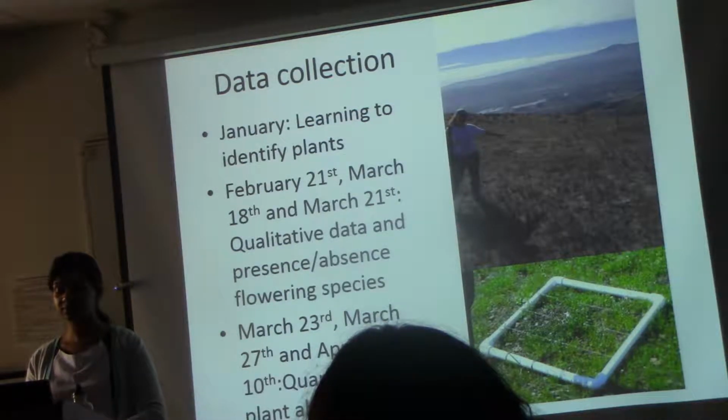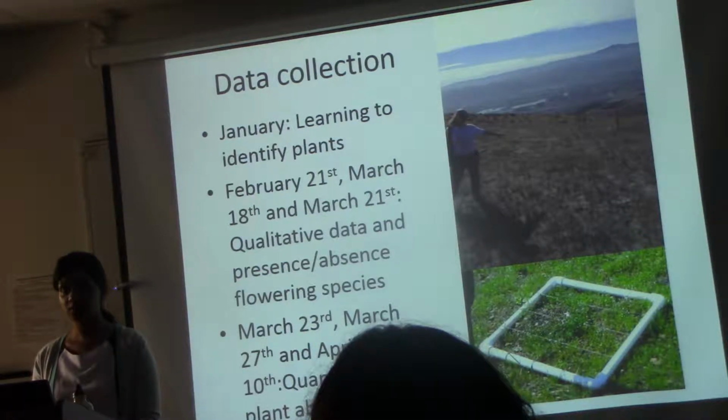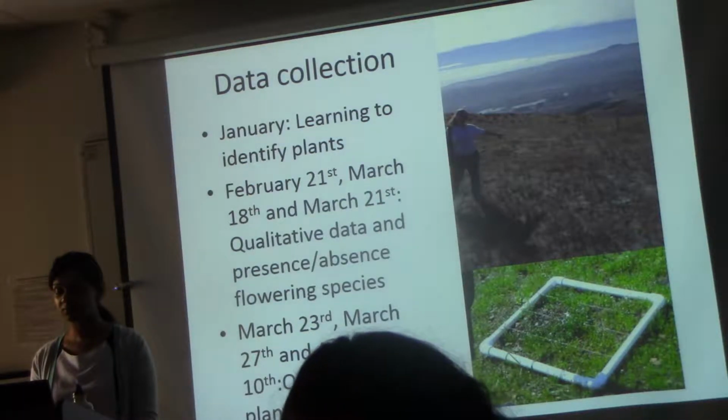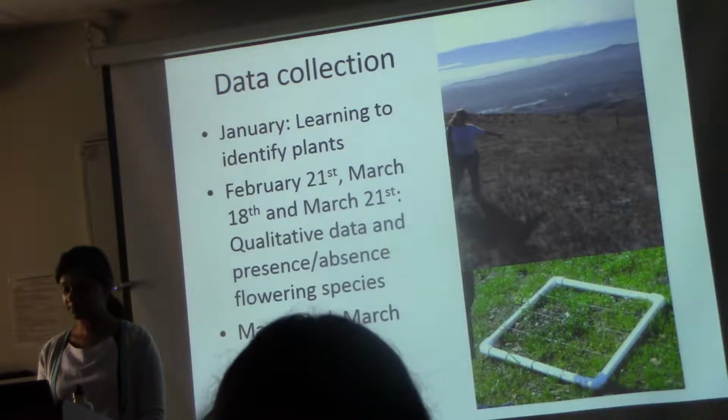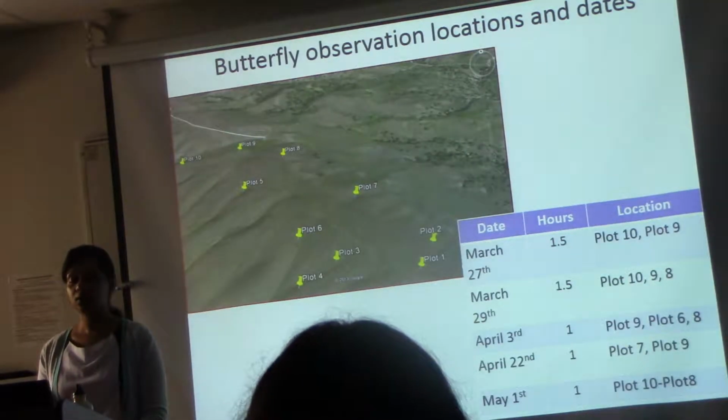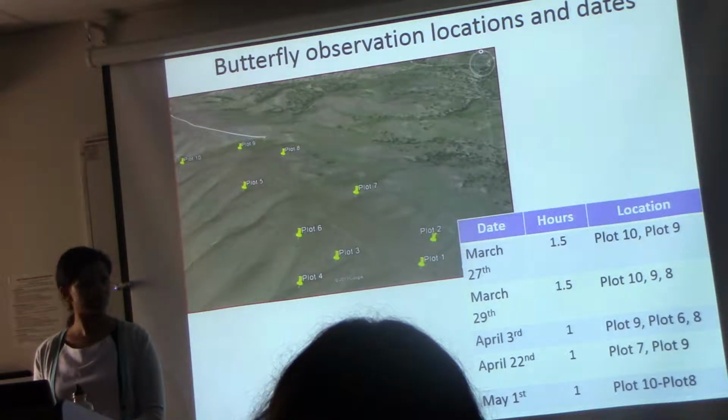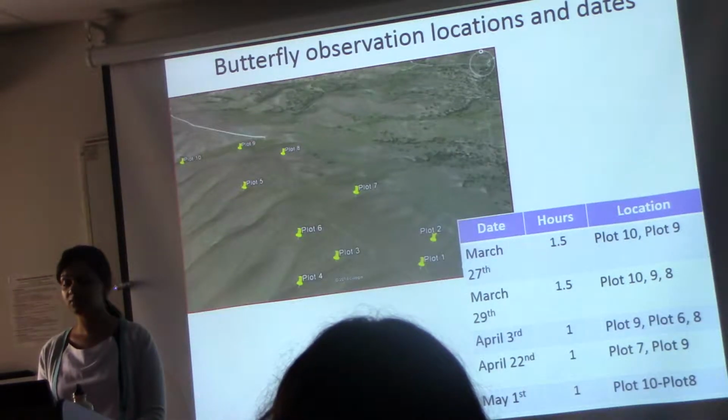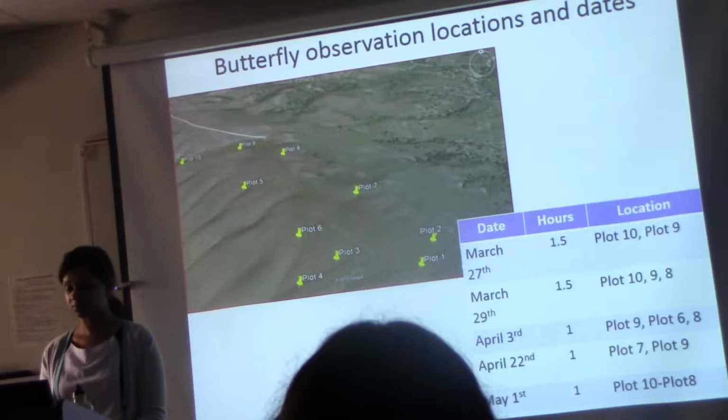The quadrat was further divided into nested quadrats to accurately measure percent cover of each present plant in plots 1 through 5, 9, and 10. Percent cover data was collected on March 23rd, 27th, and April 10th. Upon emergence, adult bay checkerspot butterfly activity was observed around plots for a total of 6 hours.